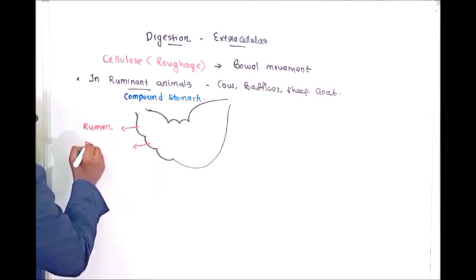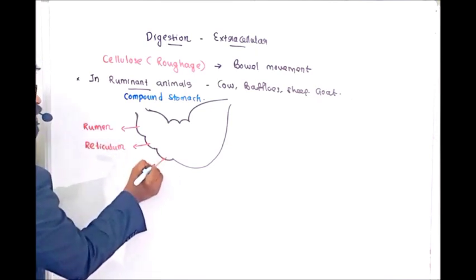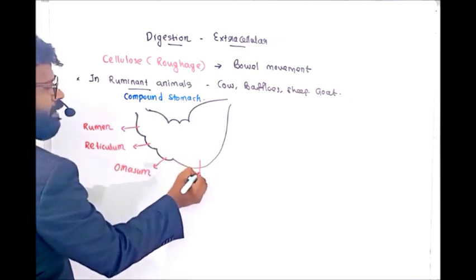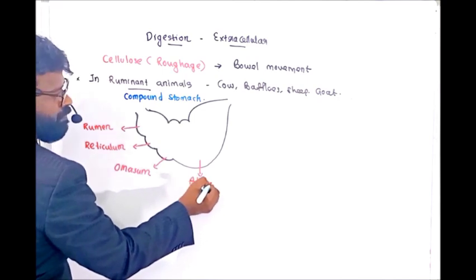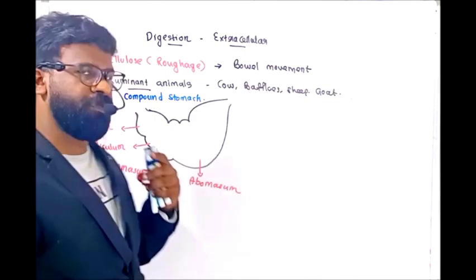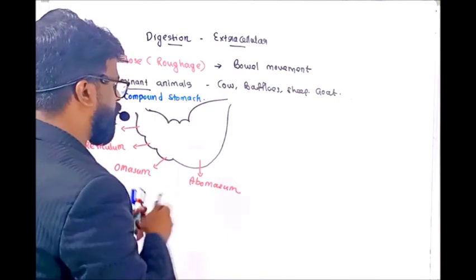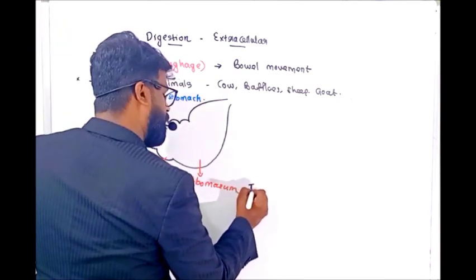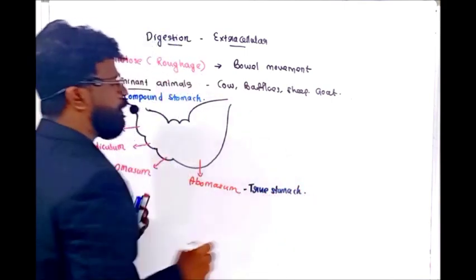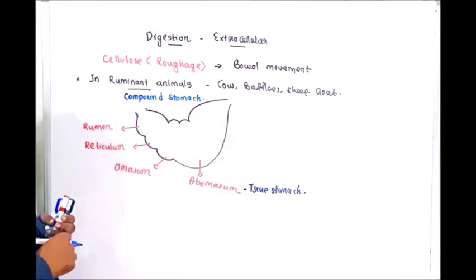then reticulum, then omasum and abomasum. These are the chambers of the compound stomach in ruminants. And here this abomasum is called the true stomach. Abomasum is considered the true stomach in these ruminants.